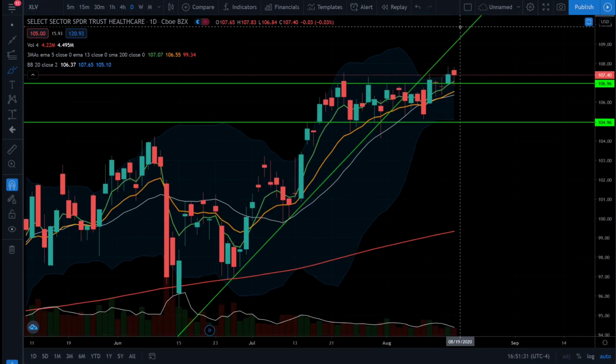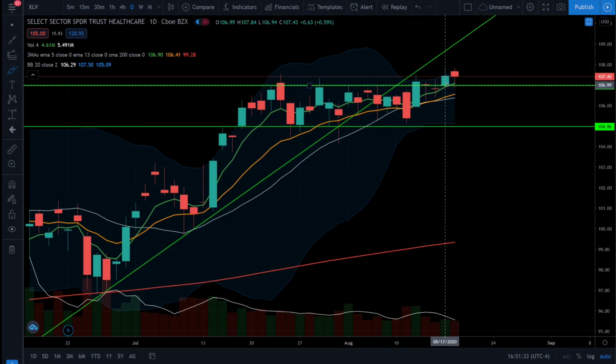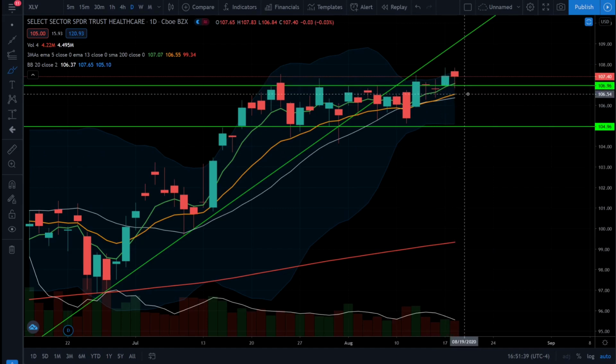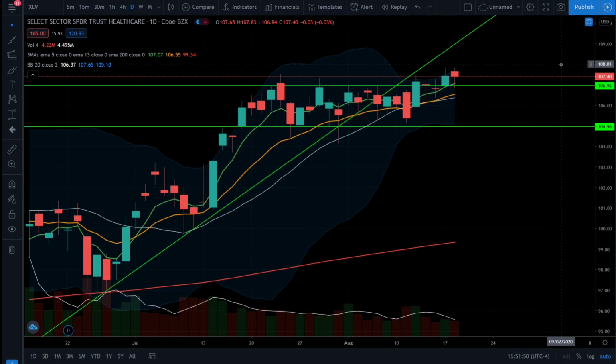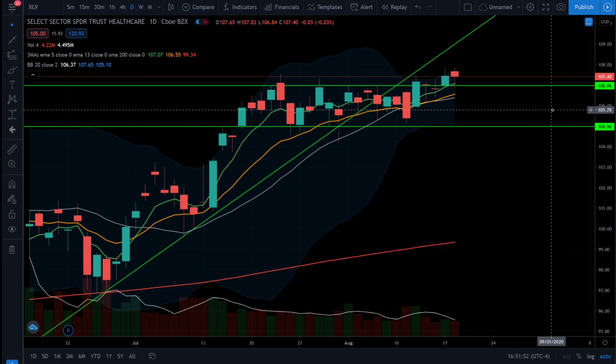Now, if we jump over to healthcare, we see that healthcare did break to a new all-time high yesterday, and today really just took some time to cool off a little bit. Still closed above the 5 EMA, and the 5 EMA is still well above the 13 EMA. So the healthcare sector is still looking very bullish, and still showing us that the S&P 500 will continue to grind higher as long as we see all of these sectors showing strength.